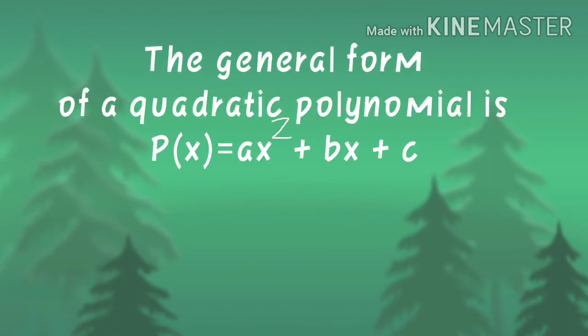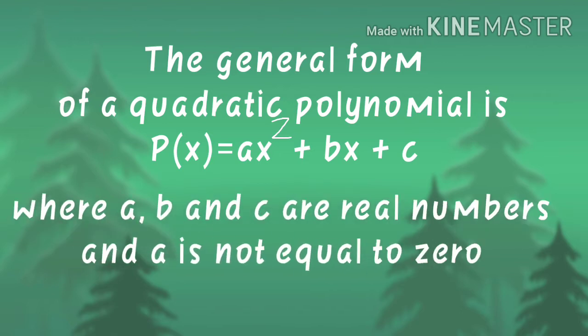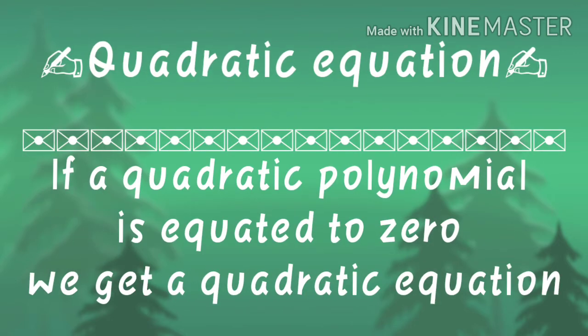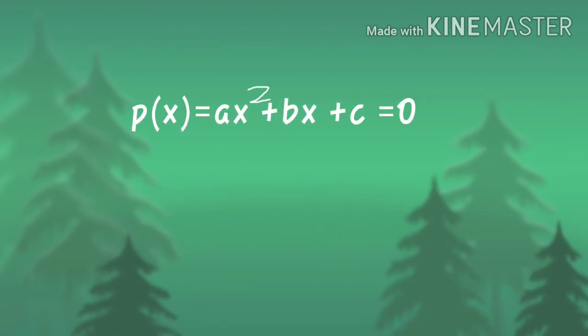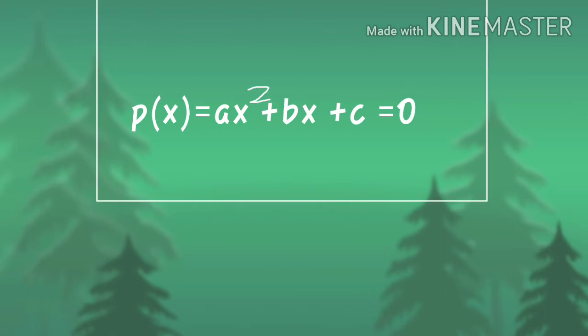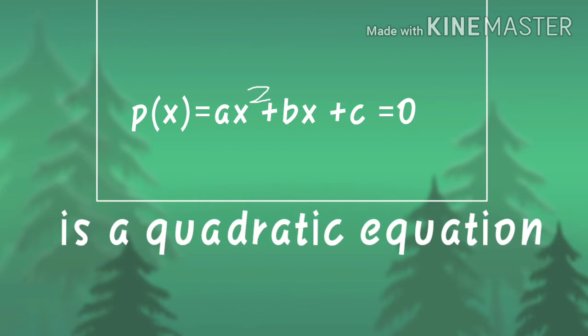The general form of a quadratic polynomial is ax² + bx + c, where a, b and c are real numbers and a is not equal to 0. If a quadratic polynomial is equated to 0, we get a quadratic equation. That is, if φ(x) is a quadratic polynomial, where φ(x) = ax² + bx + c, then ax² + bx + c = 0 is a quadratic equation.